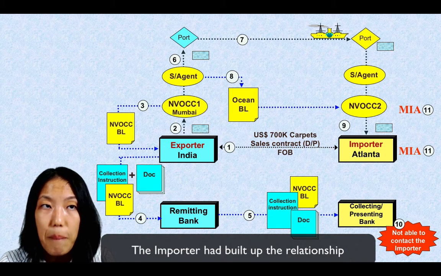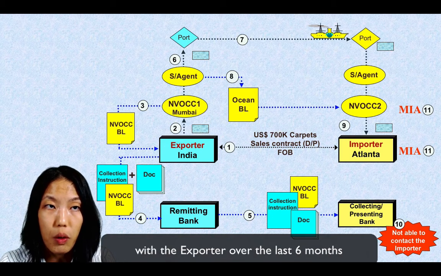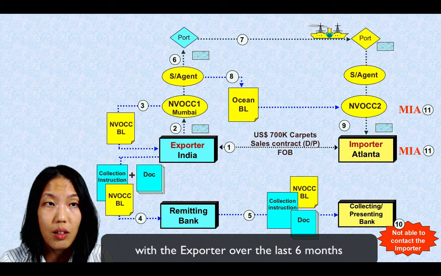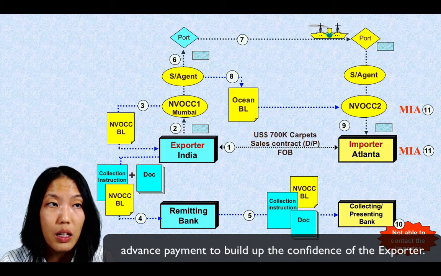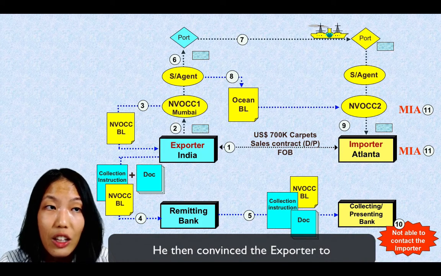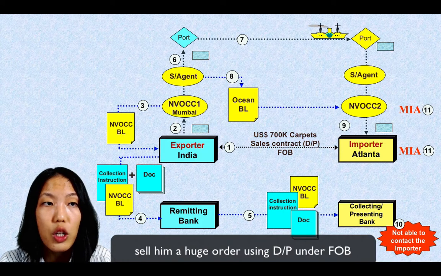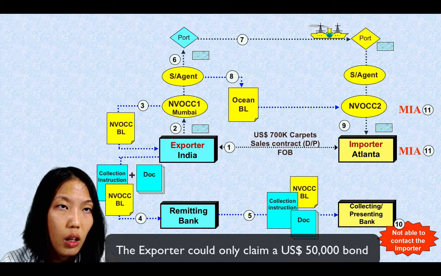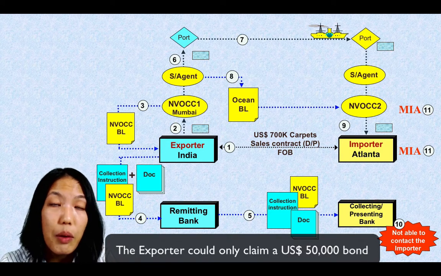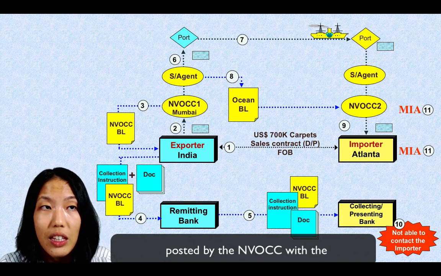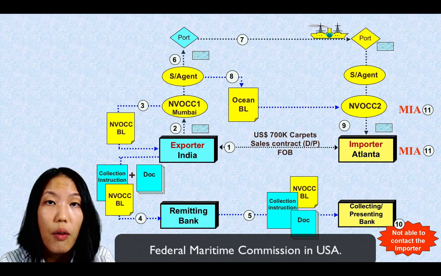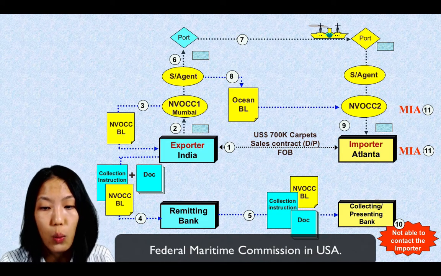The importer had built up the relationship with the exporter over the last 6 months, buying small quantities and always made advance payment to build up the confidence of the exporter. He then convinced the exporter to sell him a huge order using DP under FOB. The exporter could only claim a $50,000 bond posted by the NVOCC with the Federal Maritime Commission in US.